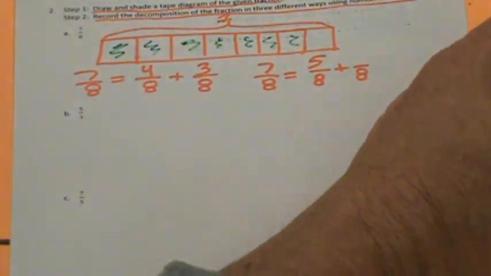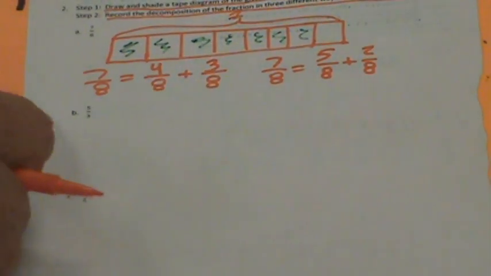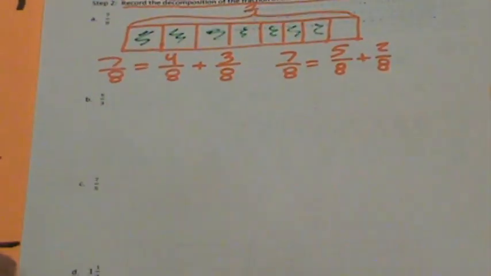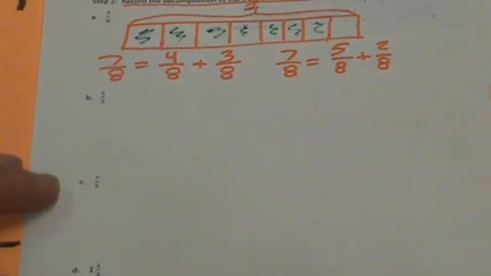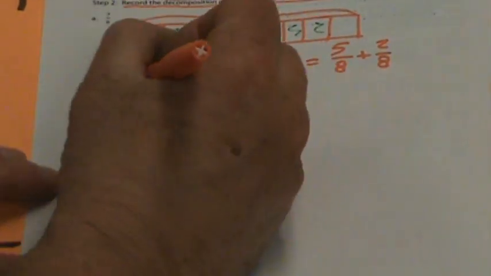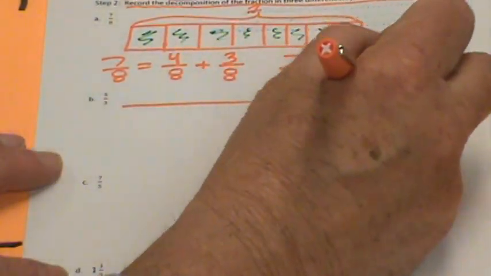What if I were to put a 5 here? What would the numerator of that one be? The top number, the numerator. Well, if you said 2, you're absolutely right. This is one of those, what we call an improper fraction. We're going to talk more about that. It's 5/3. So let's make a tape diagram.